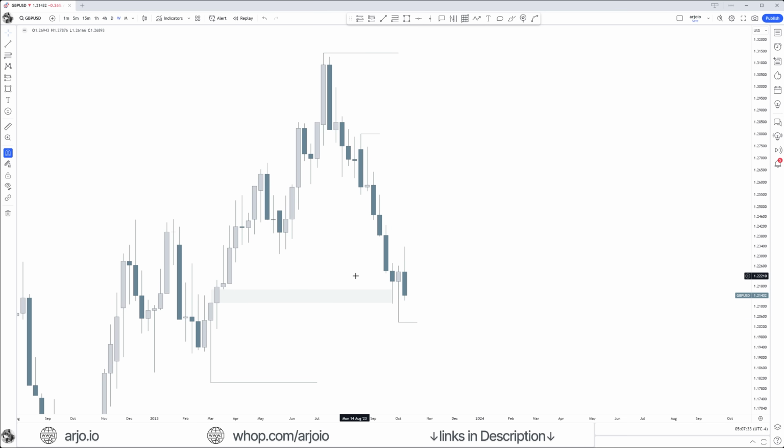Now, I did mention that you don't take a trade off of this fair value gap. Why not? Because that is calling a bottom. That is trying to call a bottom in the market. That is extremely low probability.